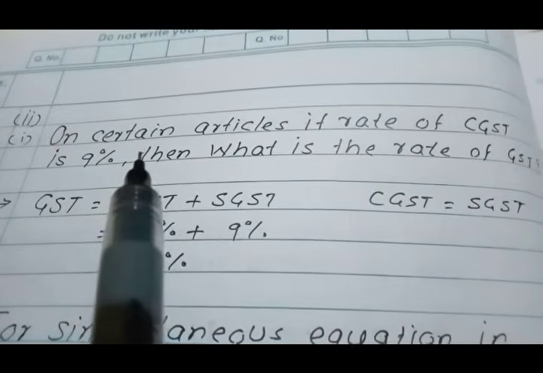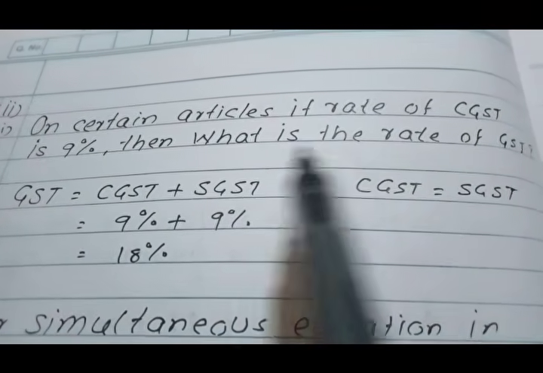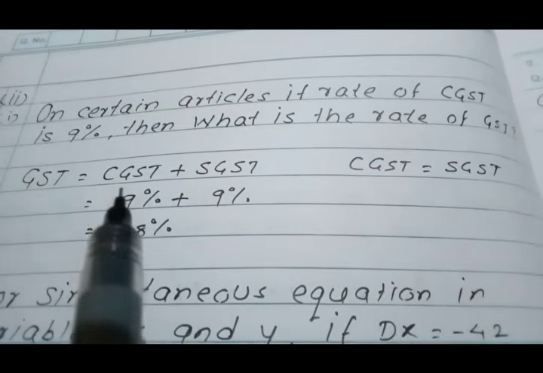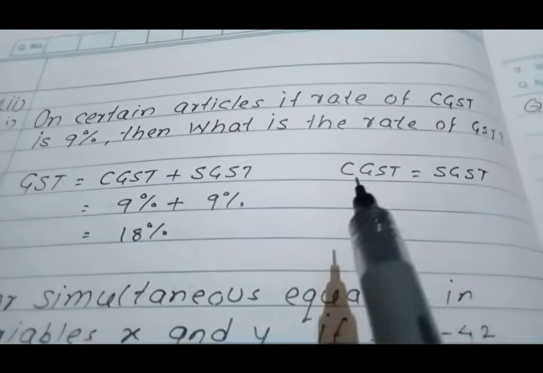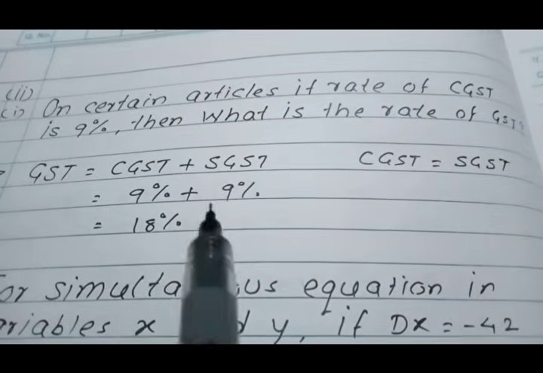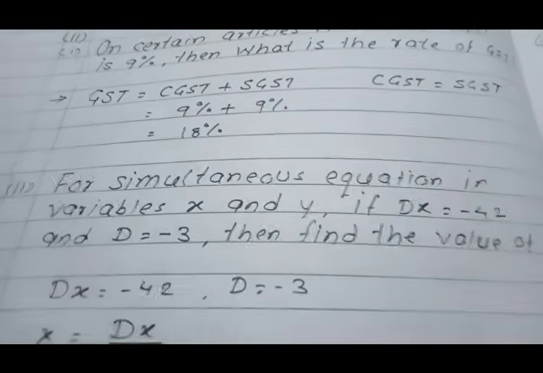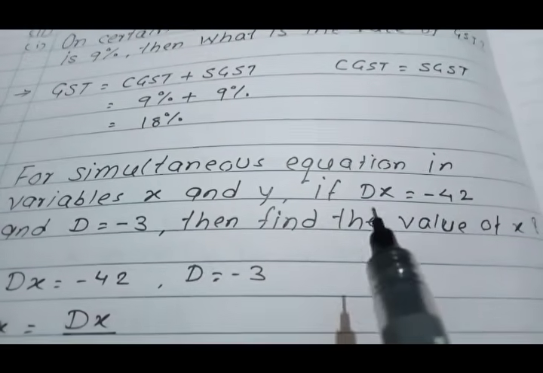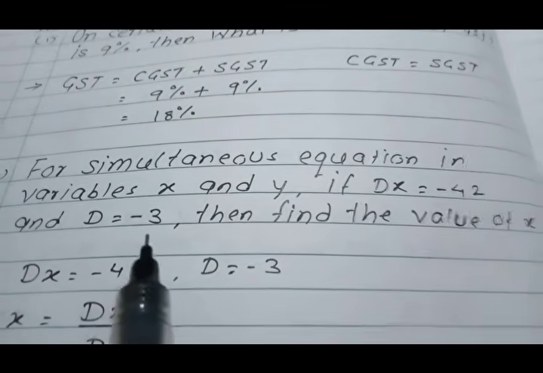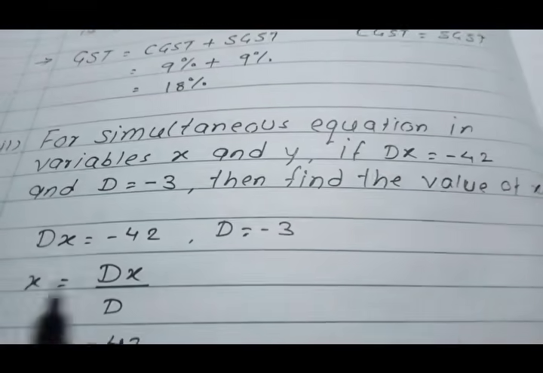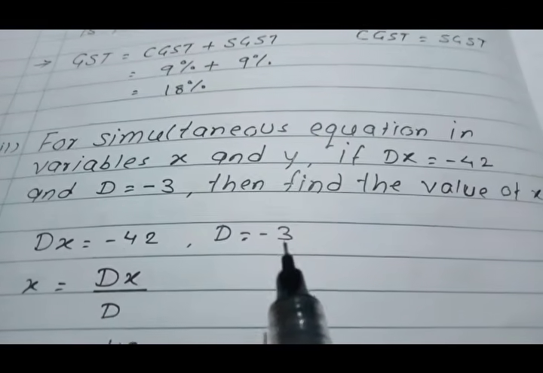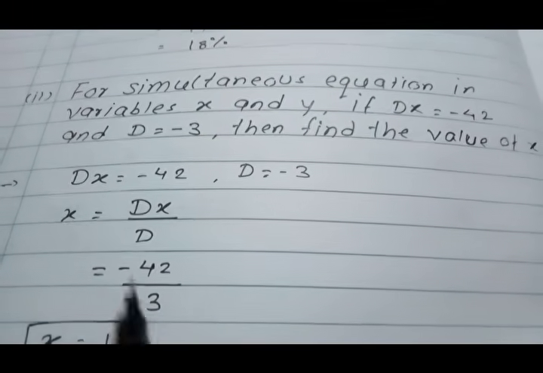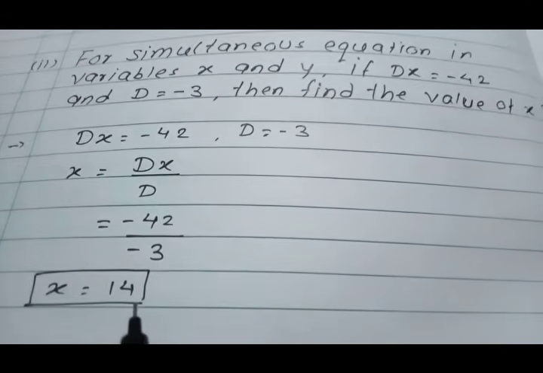Question A2. On certain articles, if the rate of CGST is 9%, then what is the rate of GST? GST equal to CGST plus SGST, but CGST equal to SGST, so 9% plus 9% equal to 18%. Then number 2. For a simultaneous equation in variables x and y, if Dx equal to minus 42 and D equal to minus 3, then find the value of x. Formula x equal to Dx upon D, so minus 42 upon minus 3, minus minus plus, so x equal to 14.